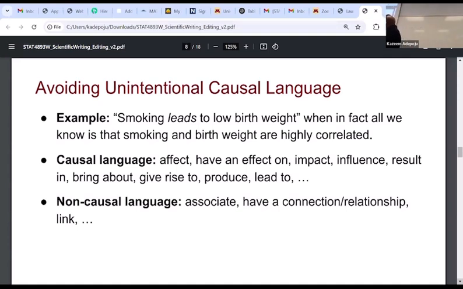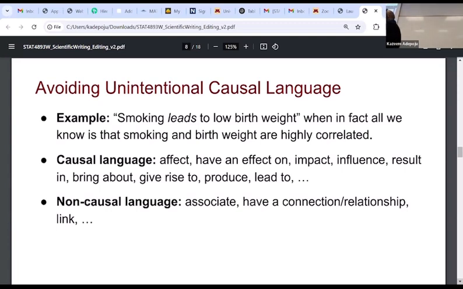So avoid the use of causal language like affect, have an effect, impact, influence, result in, bring about, give rise to, produce, or lead to. All that should be avoided. They are classified as unintentional causal language.